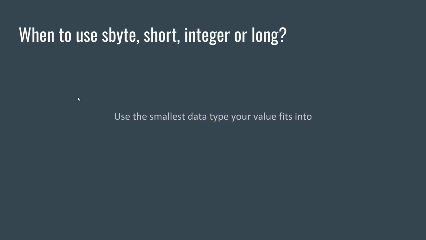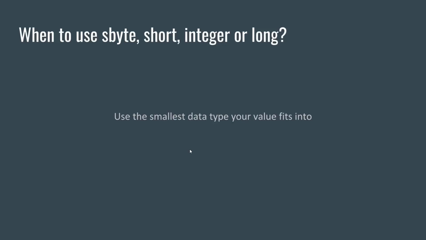Then you have to ask yourself, when should you use sbyte, short, integer, long? Well, simply use the smallest data type your value fits into. Now, it is a lot easier than in reality it might be. So if you already know what kind of value might end up in a specific variable, then it's easy. Then you can simply already decide which data type it will be.